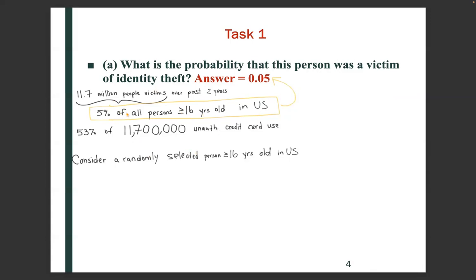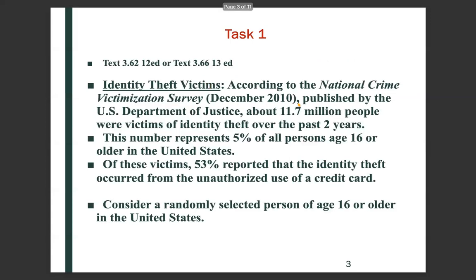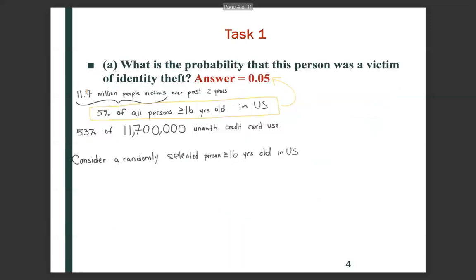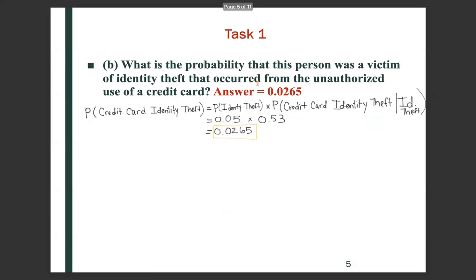But here, what we're interested in is this value here, which is what is the probability that this person was a victim of identity theft, and this person that we're referring to is a randomly selected person of age 16 or older. So that was given to us here. So that answer is 5% or 0.05.